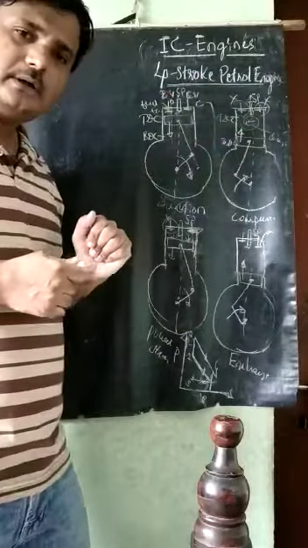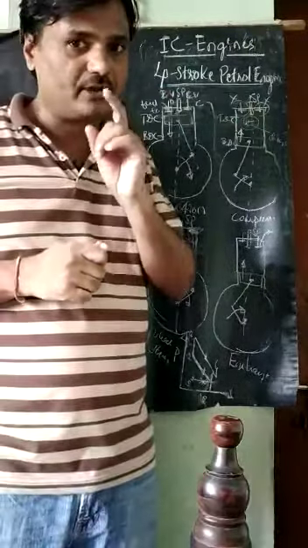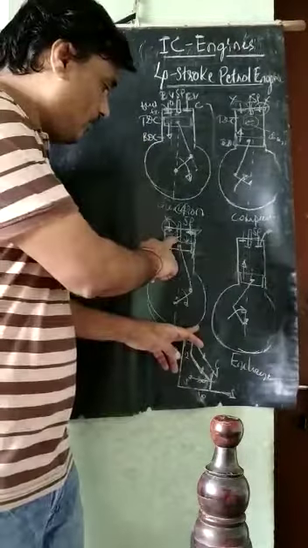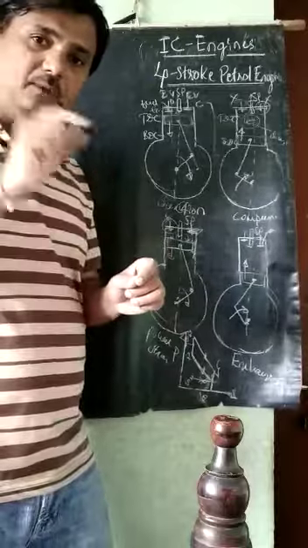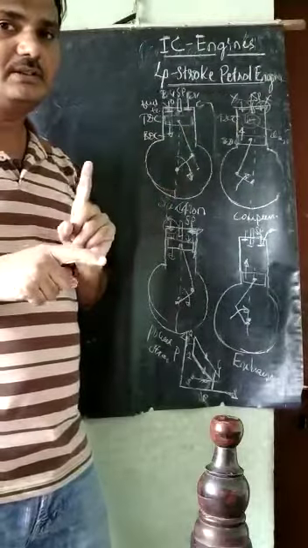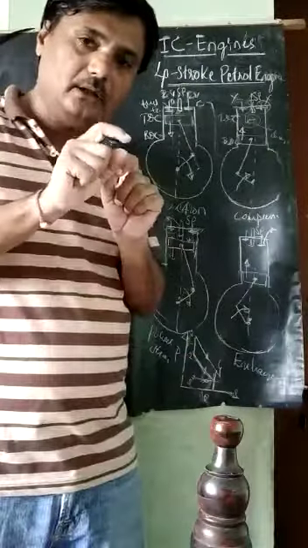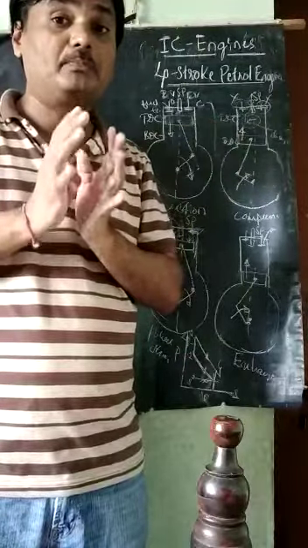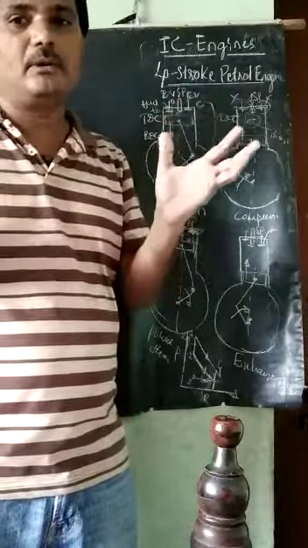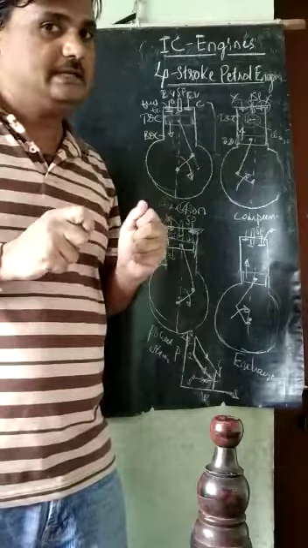The next stroke is called the power stroke. In this power stroke, we get the conversion of energy, which is very important. After this compression, what happens? Heat will be added in the form of a spark. In the petrol engine, there is a spark plug. The spark is added to the compressed charge, which is at very high pressure and temperature. When the spark is added, definitely a huge amount of heat energy will be generated.